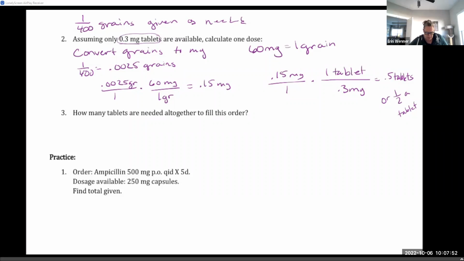Part 3 says how many tablets are needed altogether to fill this order. And because the order is as needed, we can't calculate the quantity.